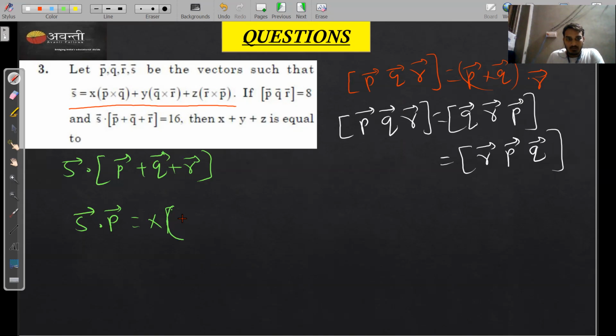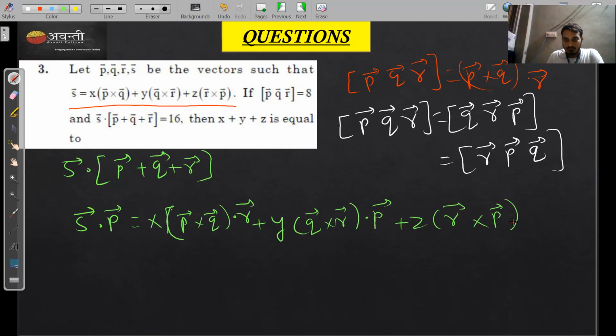So s dot p would be p cross q dot r plus y times q cross r dot p plus z times r cross p dot p, right? Now tell me what is this? See, p cross q means a vector which is perpendicular to both p and q, and the dot product of that vector with p is 0. So this is 0.